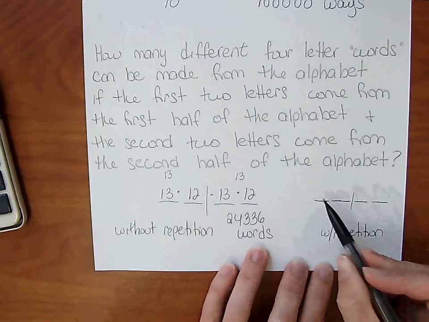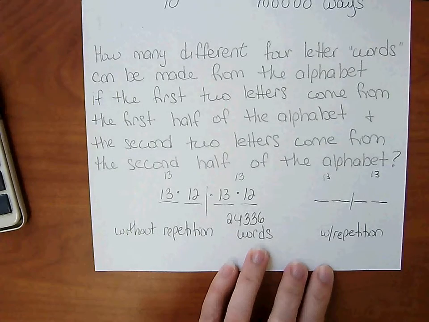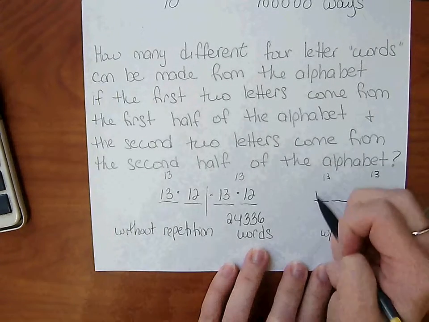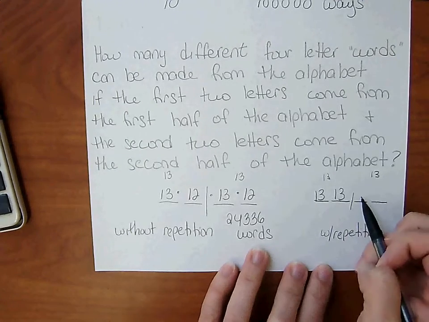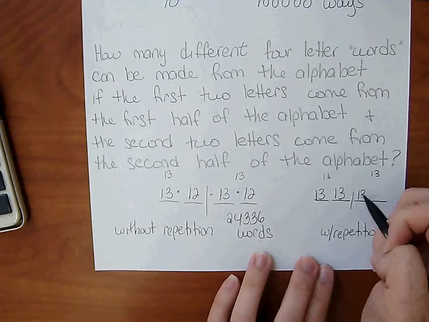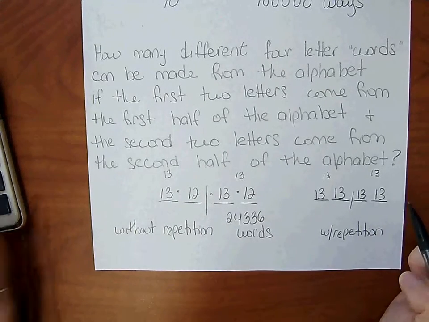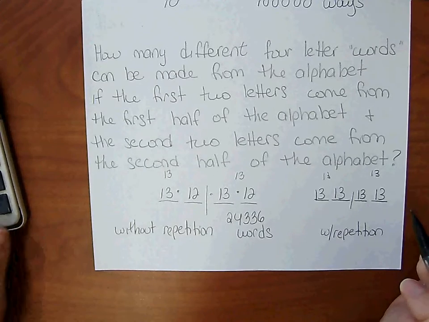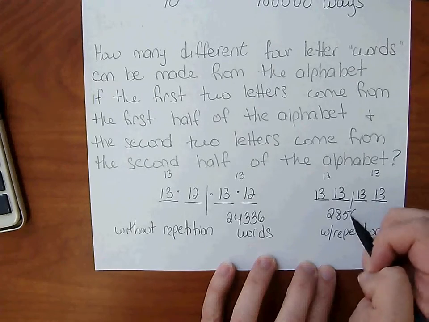Now if I want to do it with repetition, 13 from the first half of the alphabet, 13 from the last half of the alphabet. But the letters can repeat. So whatever letter I pick here, I could pick it again. Now this 13, it's from a new set of letters. So 13, and then whatever one I picked here, I can pick it again. So we are going to get 28,561 words.